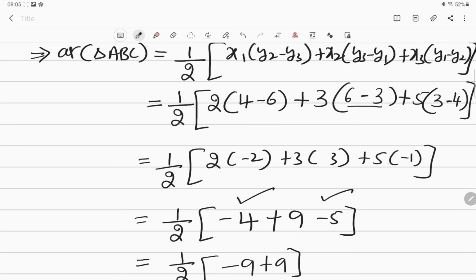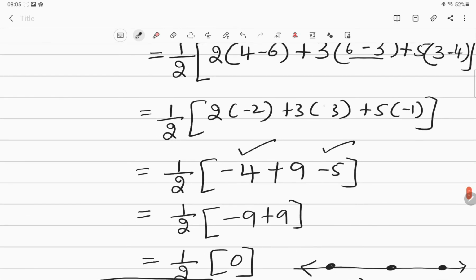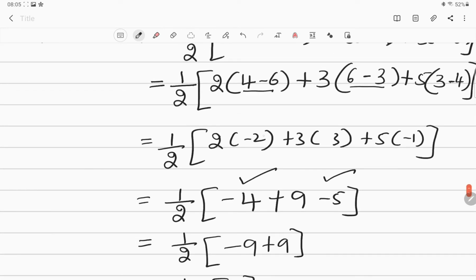All right, dear children, whatever mistakes we have made while substitution, in a hurry-burry you should not make these mistakes, and you should be very, very careful in substituting these values. 4 minus 6 I put as minus 2, and 6 minus 3 I was also putting as minus 3, but it is not minus 3, it is plus 3, right? So that mistake we made and we rectified it also.